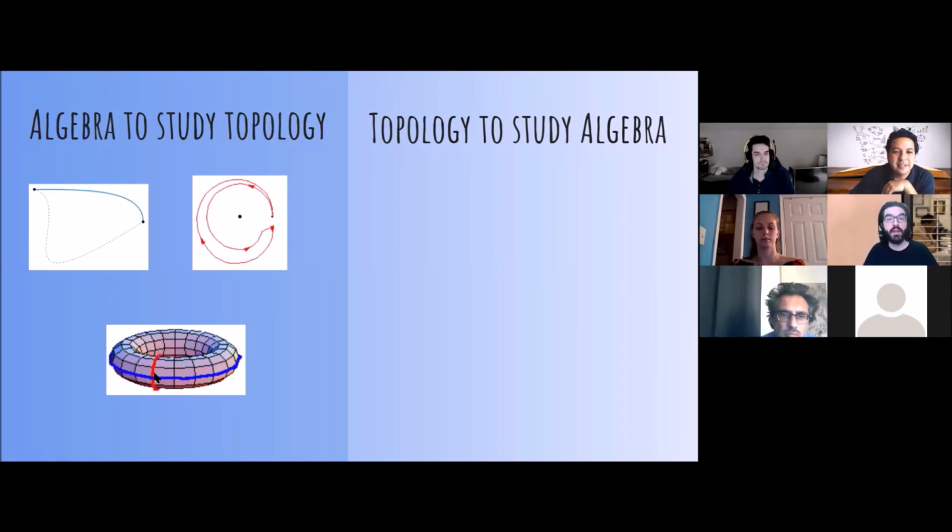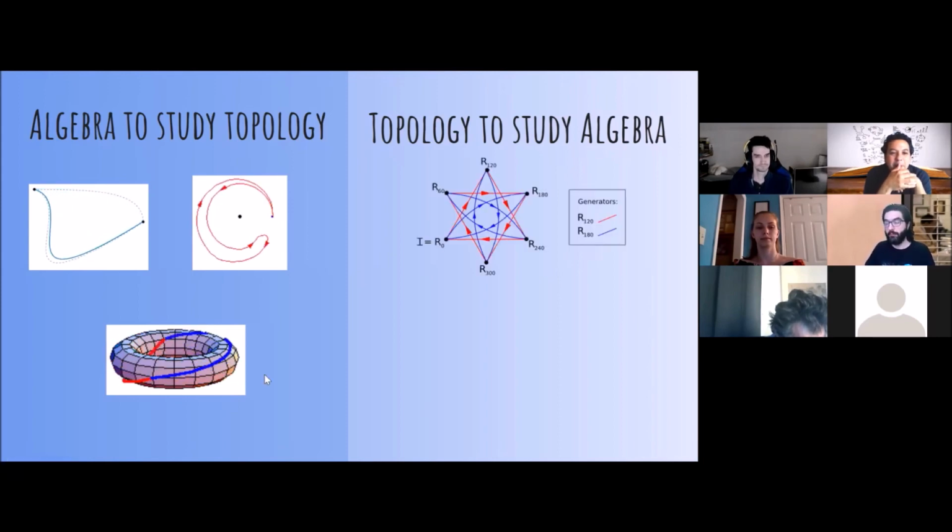And we can put an algebraic structure on the loops, and that lets us classify topological spaces. But we can also use topology to study algebra. This is what's called the Cayley graph of a certain group. So we're generating a topological structure from an algebraic structure.